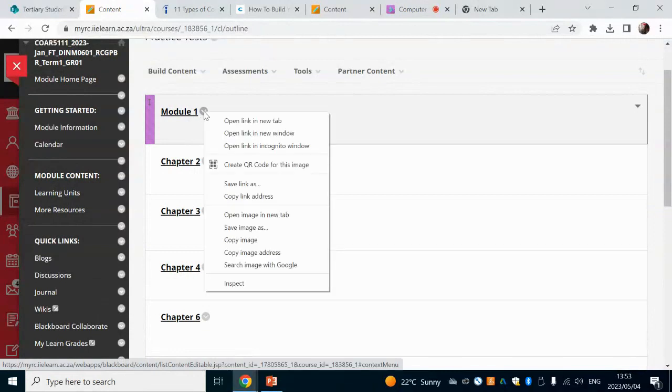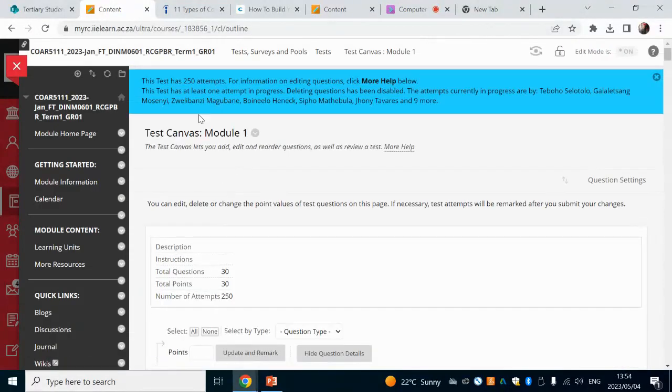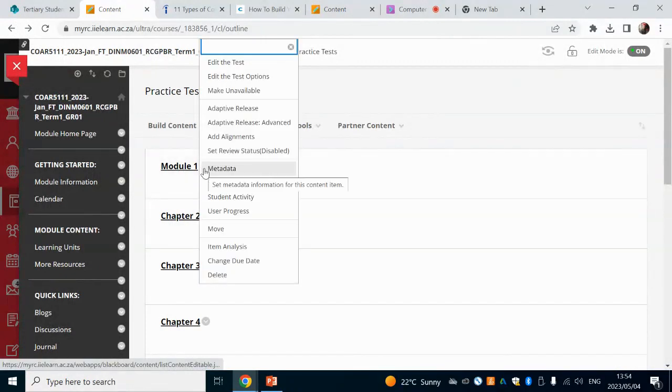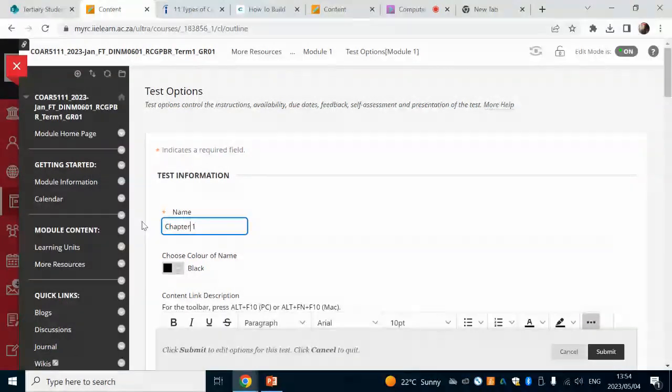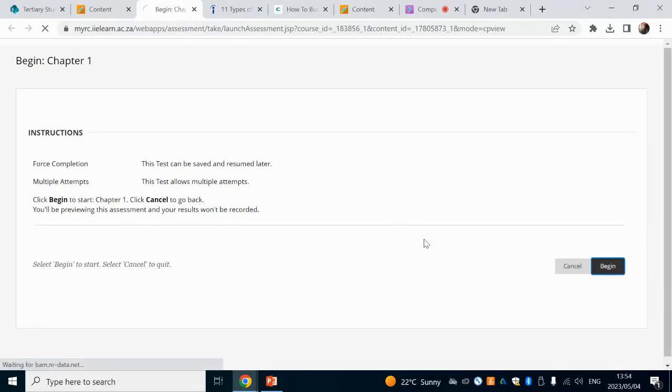So let me just rename this one. Does it allow me to edit the test? No, that's not the one I want. Let me go back. Okay, I'm just going to call it chapter 1. So module 1, chapter 1, same thing, but just to make it all uniform, I just renamed it. So I click on it and I click on begin.